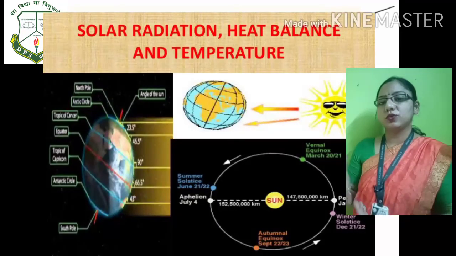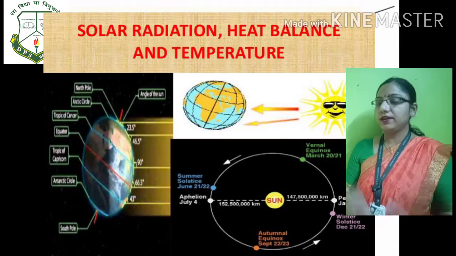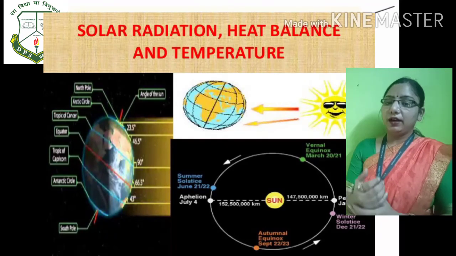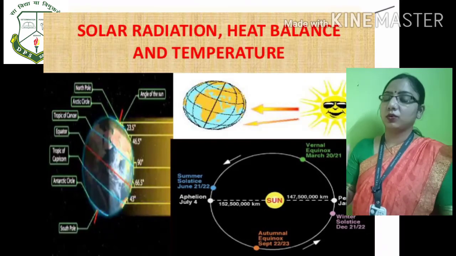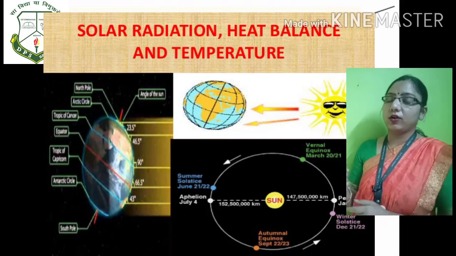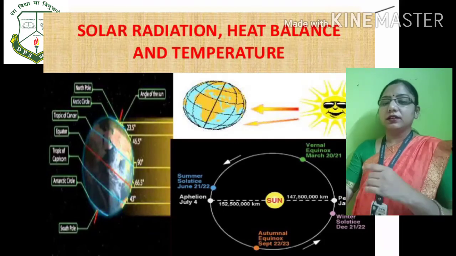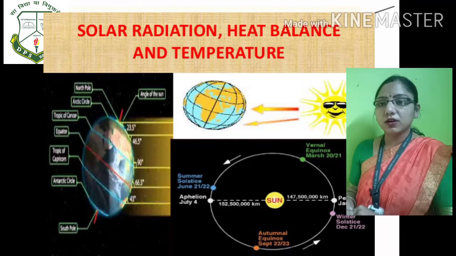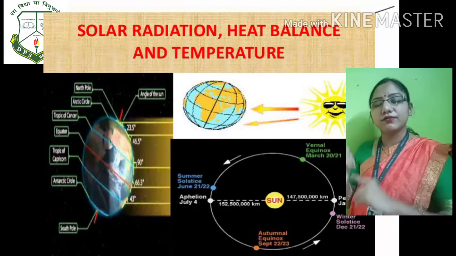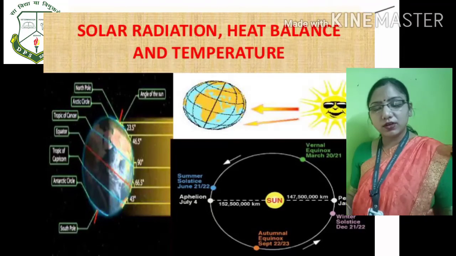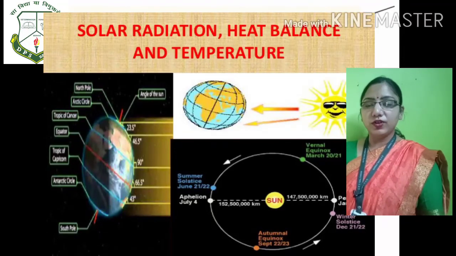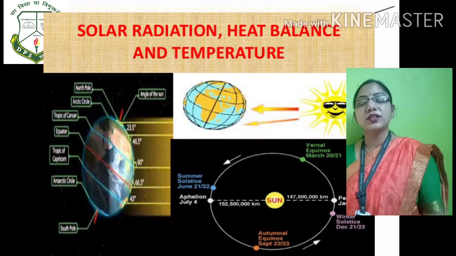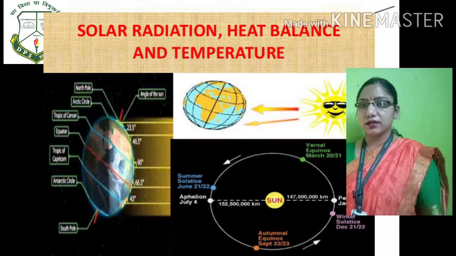Students, each zone has a different type of climatic condition, and even the rotation of the earth on its axis, this angle of inclination, is also a factor which can affect the insolation, due to which different types of climatic conditions and weather changes may occur.